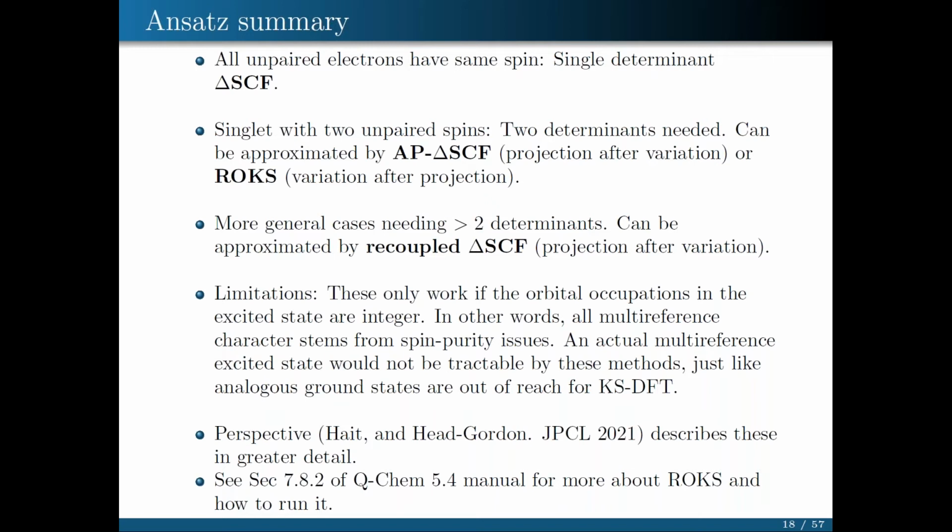An actual multireference excited state in which some orbital has a population of 0.5, another has 0.25 or something like that, would not be tractable by these methods, just like a multireference ground state of similar character would be out of reach for normal DFT. And if you want to learn more about these ansatze, I would invite you to check out our perspective in JPCL from last year, which describes this in greater detail. And for ROX at least, section 7.8 in QChem's manual has more details about it.